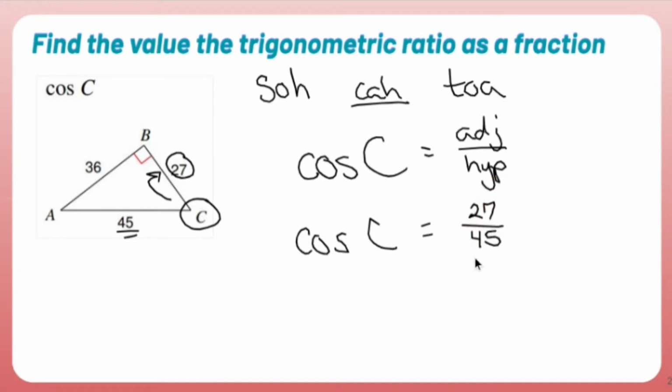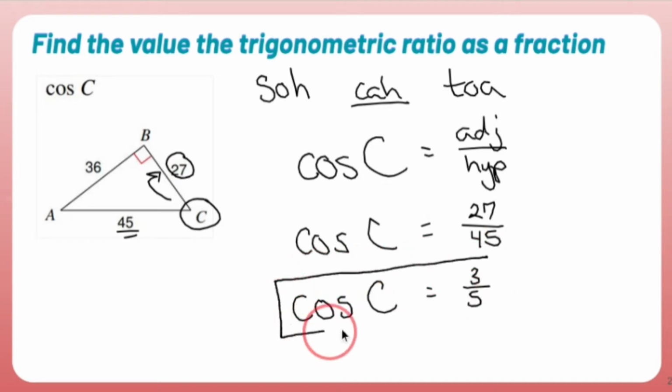Now, in this case, it looks like I can divide both of these by 9, so I can simplify this further and say that cos C is 3/5. Depending on the teacher that you have, they might not care about that. They might just be happy that you notice that it's 27 over 45. But if you notice that you can simplify it, simplify it. But there we go.